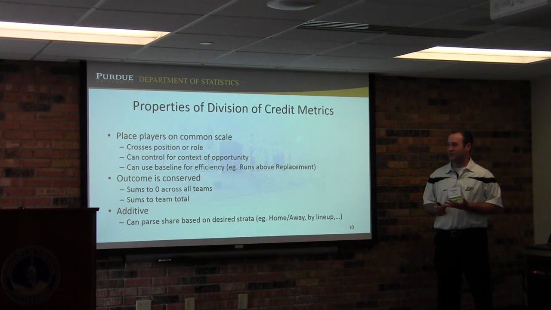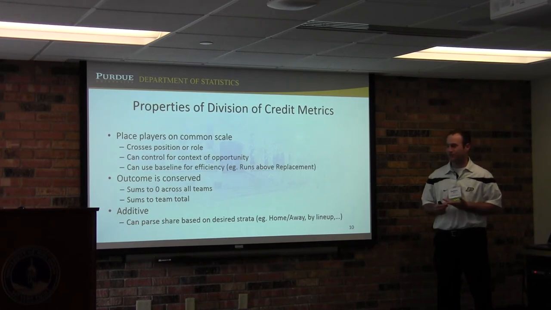You're often able to build in context, especially in the values. Many models will build some kind of baseline, and the idea there is we want to assess efficiency. We don't want just a raw metric. How much opportunity did you have to produce these runs or these wins?